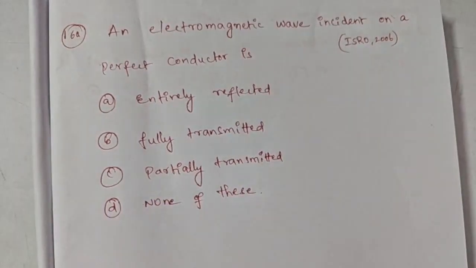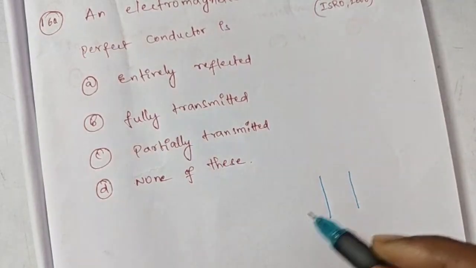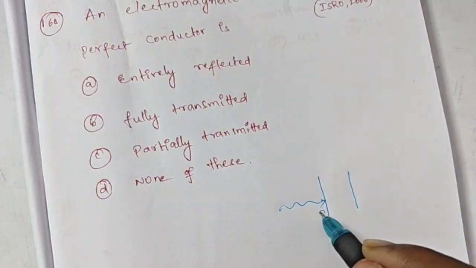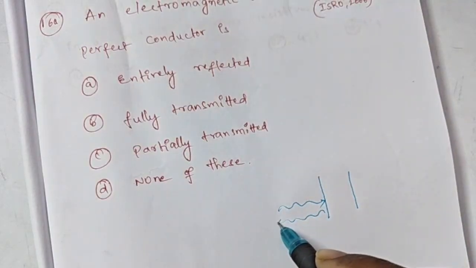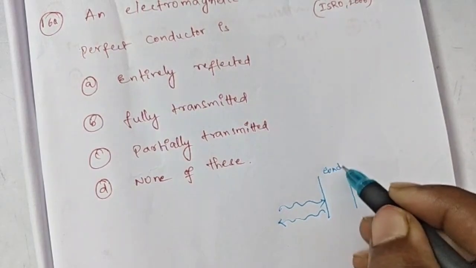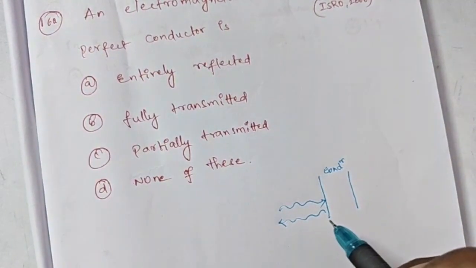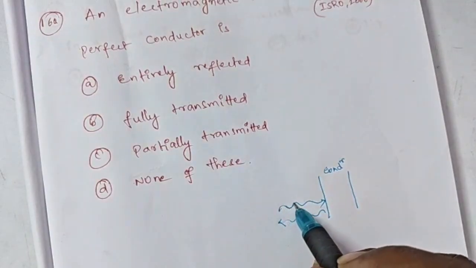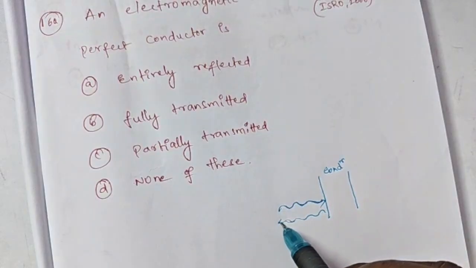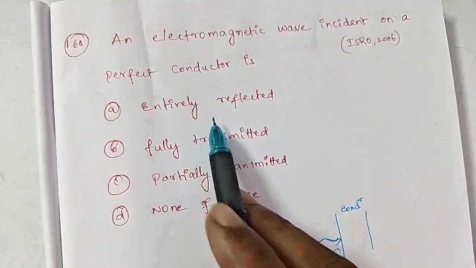None of these. See, in a conductor medium, when the EM wave is incident on this, the wave is completely reflected back because in the conductor medium there is no electric field inside the conducting medium. So whatever EM wave is incident on the surface of the conductor, it is completely reflected back. So the answer is entirely reflected.